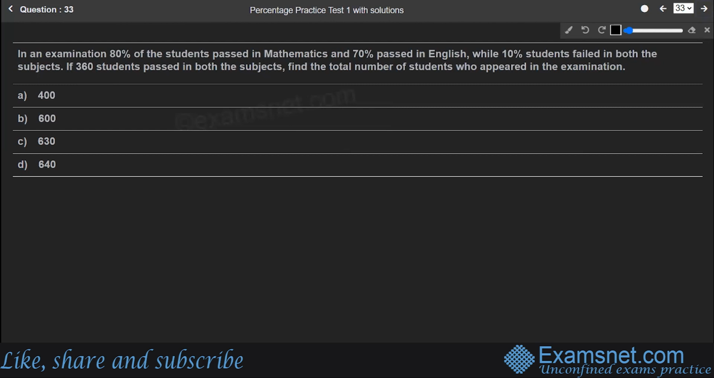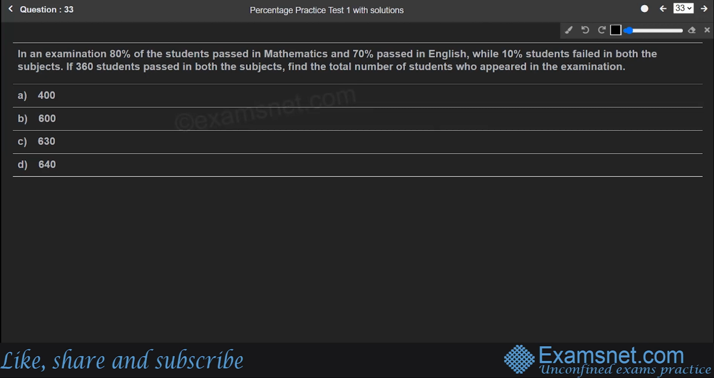Now he says in an examination, 80% of the students passed in mathematics, 70% passed in English, while 10% of students failed in both the subjects. Okay, if 360 students passed in both the subjects, find the total number of students who appeared. So clearly, when the data is mixed, because he has said 80% of students passed in mathematics, these 80% can also include those who have passed in English also. So there is a mixing of the data.